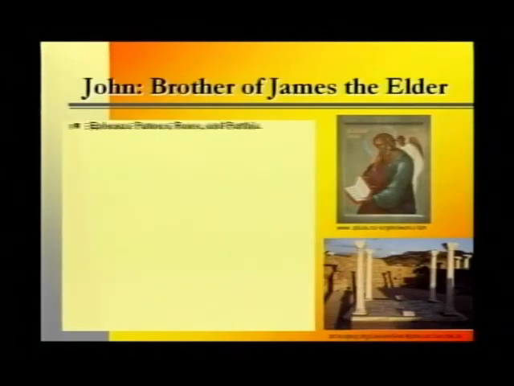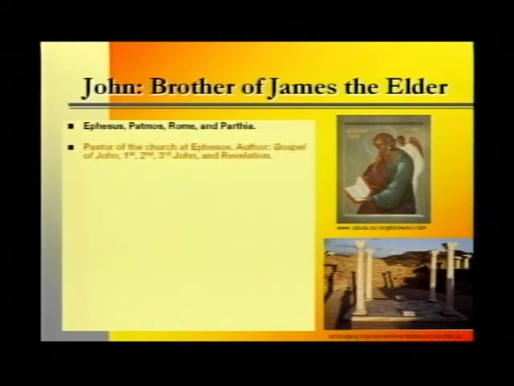Now John, the brother of James, he had a ministry in Ephesus. He was the pastor in Ephesus. He went to Patmos where he received his revelation. He was in Rome and in Parthenia. And of course, he was the author of the Gospel of John. He was also the author of 1st, 2nd, and 3rd John and the book of Revelation. He took care of Jesus' mother. Jesus assigned his mother, so to speak, to John, to his care. And so she lived with him in Ephesus.